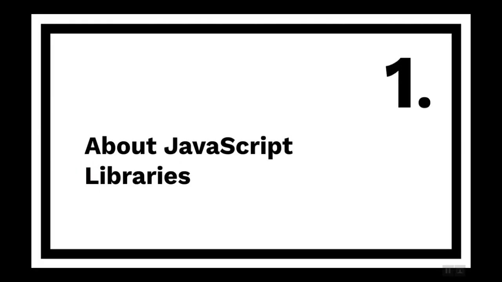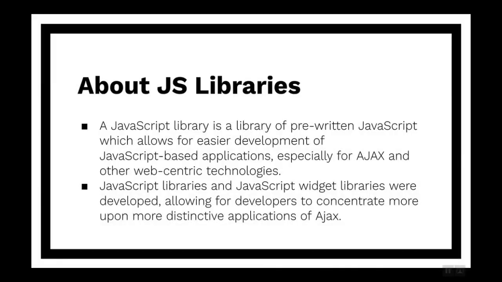So let's understand what JavaScript libraries are. JavaScript libraries are a collection of functions which have been written by other people that we can use in our code. These functions provide us with certain functionalities, which can save our time, as we don't have to rewrite the code from scratch to implement certain functionalities.